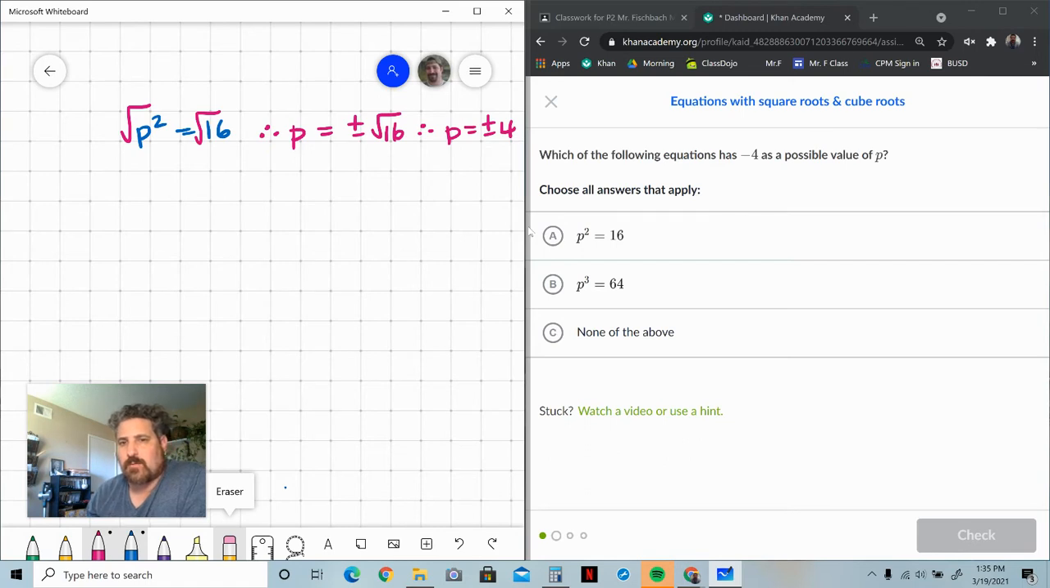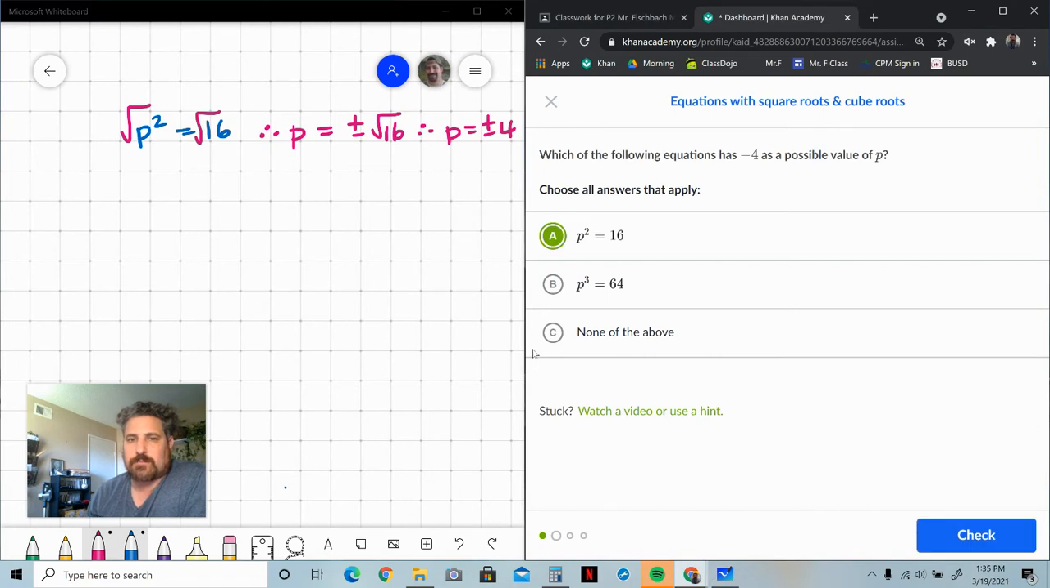So it says, which of the following equations has negative 4 as a possible answer? Yeah, that would work. This one says p to the third power equals 64. Now, when you have a cube that you're working with here, and you take the cube root of both sides, the sign matters, because when you have a square, negative times negative is positive, and positive times positive is also positive. But when you have a cubic value like this, you take the cube root of both sides. The cube root of 64 is only the sign of 64, so it's only the positive root. So yeah, the positive root would be 4, but it wouldn't be negative 4. So this is the only answer that works.